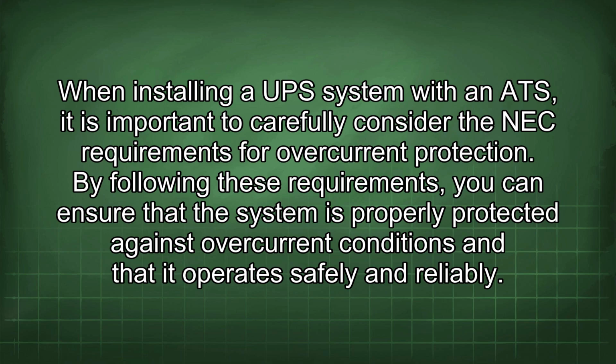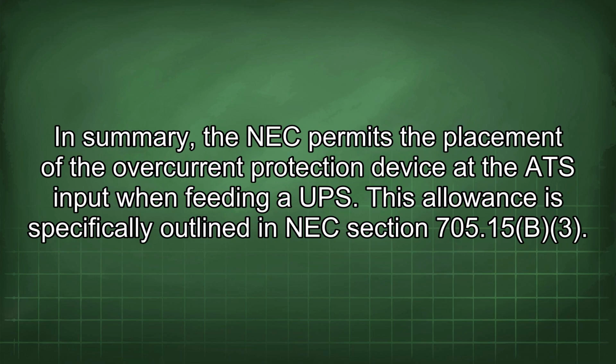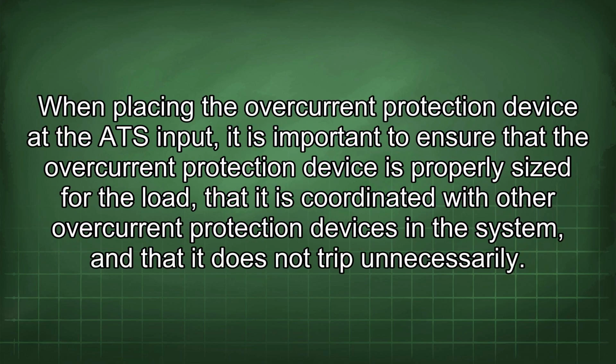In summary, the NEC permits the placement of the overcurrent protection device at the ATS input when feeding a UPS. This allowance is specifically outlined in NEC section 705.15(B)(3). When placing the overcurrent protection device at the ATS input, it is important to ensure that the device is properly sized for the load, that it is coordinated with other overcurrent protection devices in the system, and that it does not trip unnecessarily.